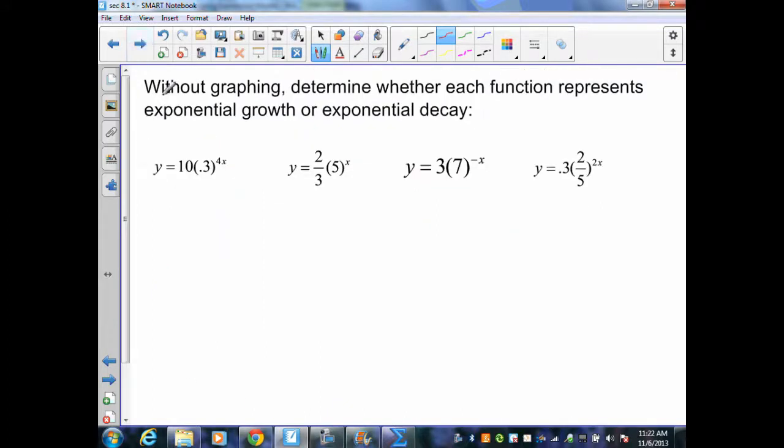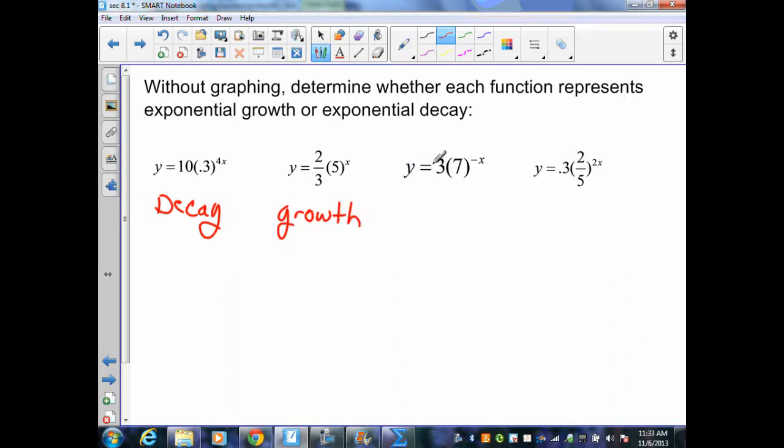My last slide, I want to determine without graphing whether each function represents an exponential growth or an exponential decay. That is easy just by determining my value for b. On my first example, b is between 0 and 1. Therefore, this is a decay. My second example, my b is greater than 1. Therefore, this is a growth.